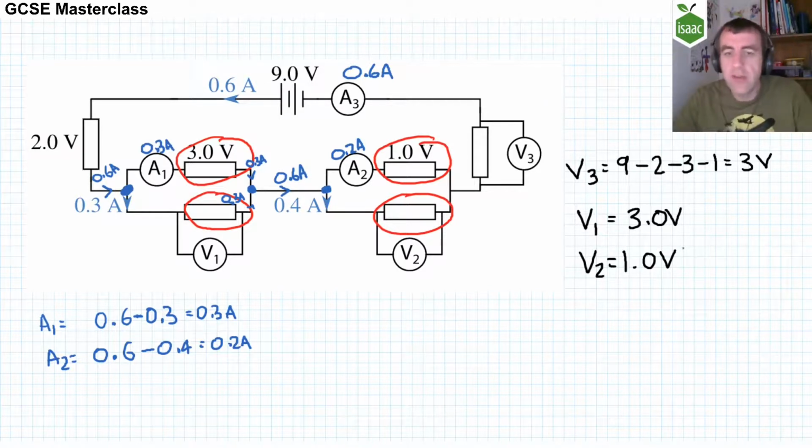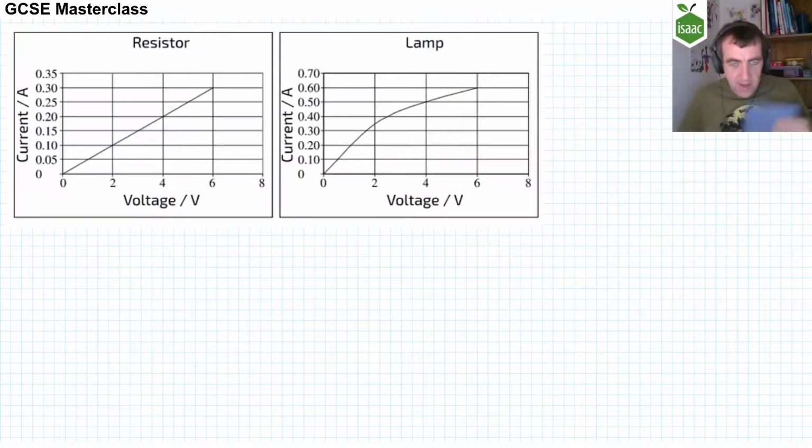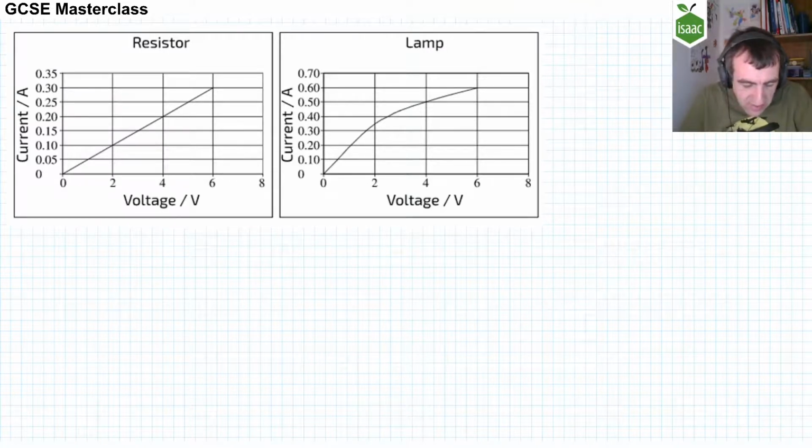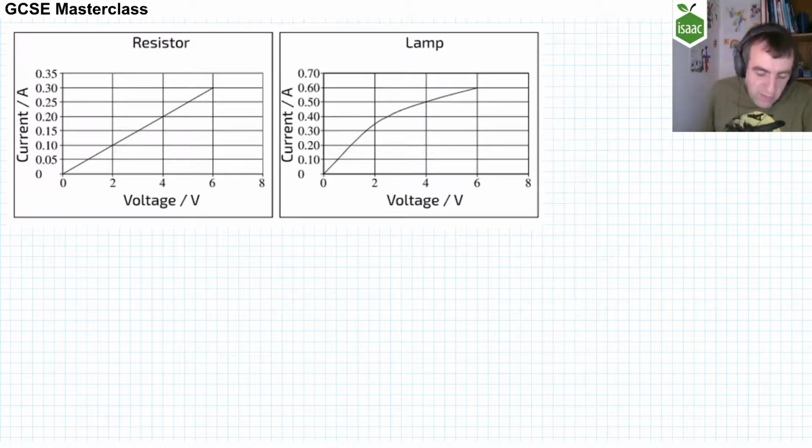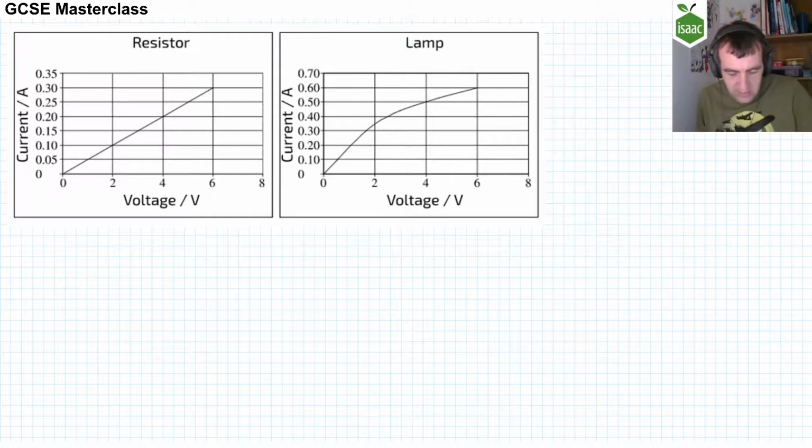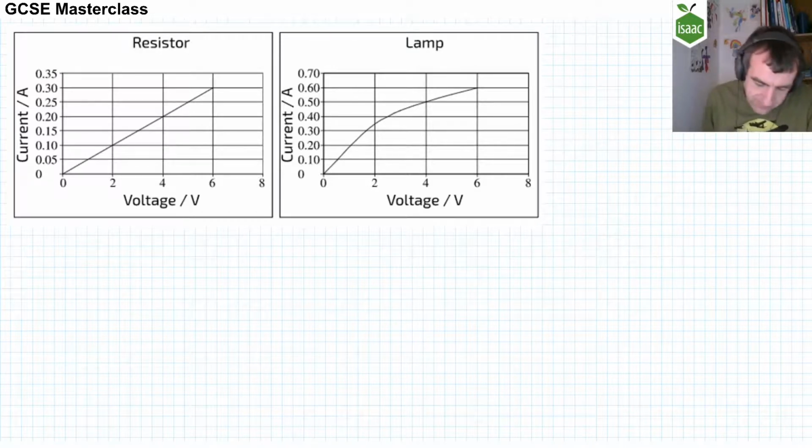Now, question 24.9 starts okay. You've got 2 graphs, which I've pasted here. And the first part, 24.9a, says, what is the resistance of the resistor when it is connected to a 6 volt power supply? Okay, so let's look at the resistor. That's the graph on the left. Let's turn my page to the right page. Okay, 6 volt power supply. So we have 6 volts.